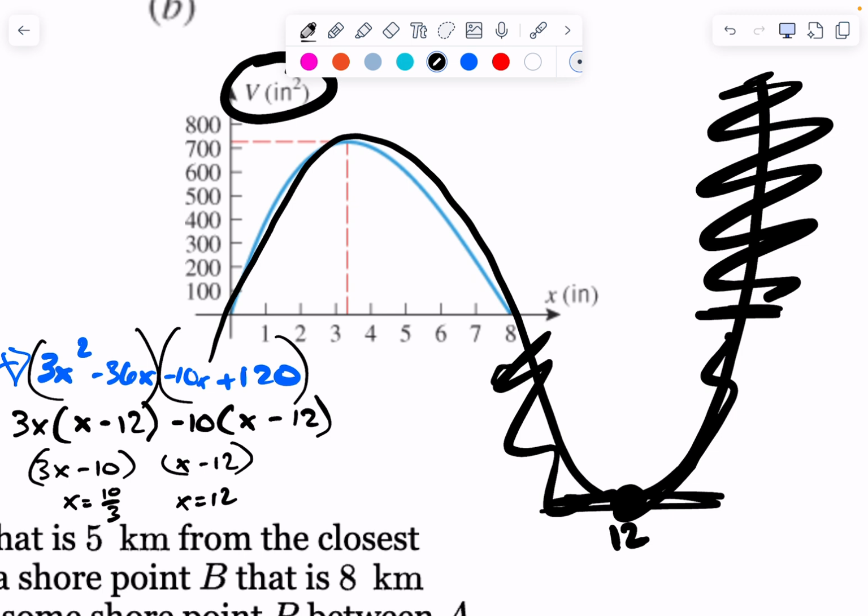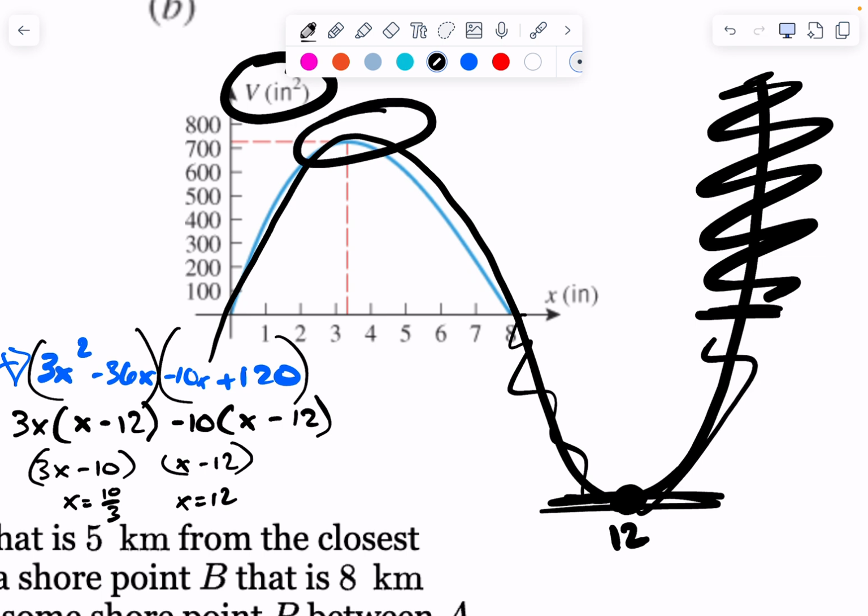You're gonna get into not real land, volume, and this is not in real land either, right? But that's what my function's doing. That's why it's going down, right? So we're only looking at this guy right here. We're looking at 10 thirds, right?